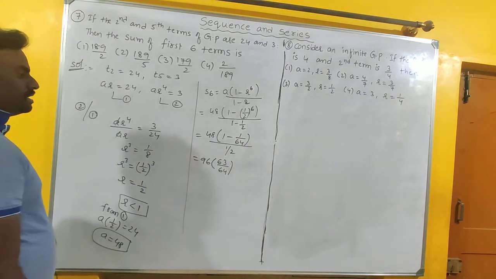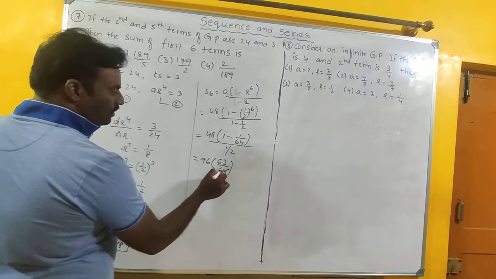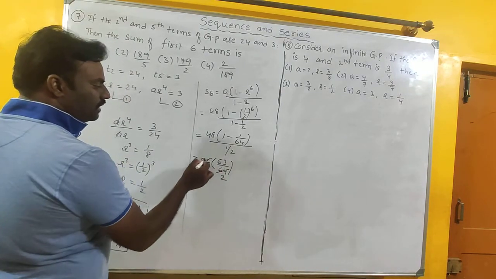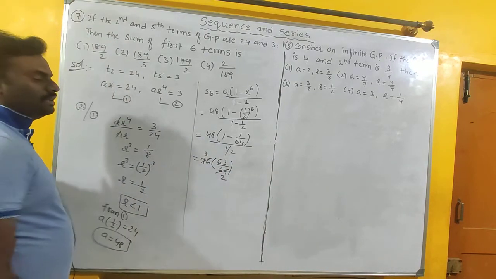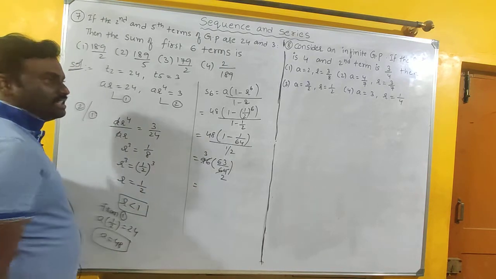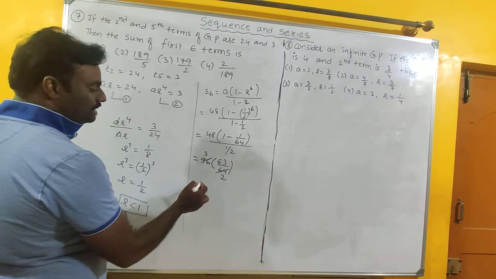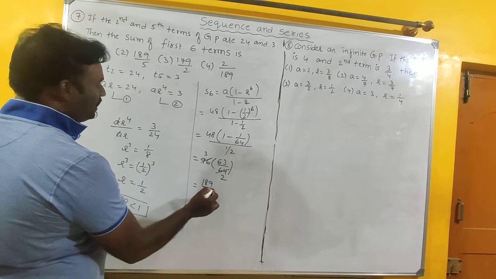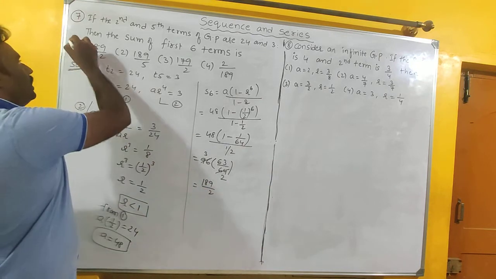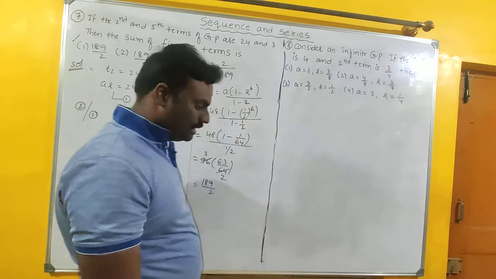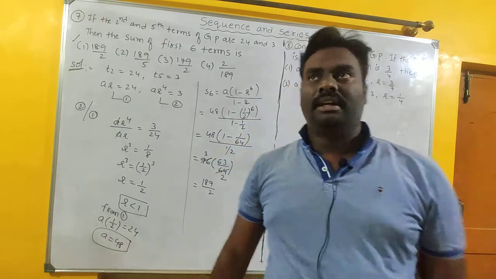Now we will simplify. 32 twos are 64, 32 threes are 96. Then 3 into 63 is 189, and 3 threes are 9. Therefore the answer will be equal to 189 by 2. That is nothing but the first option is the correct answer.